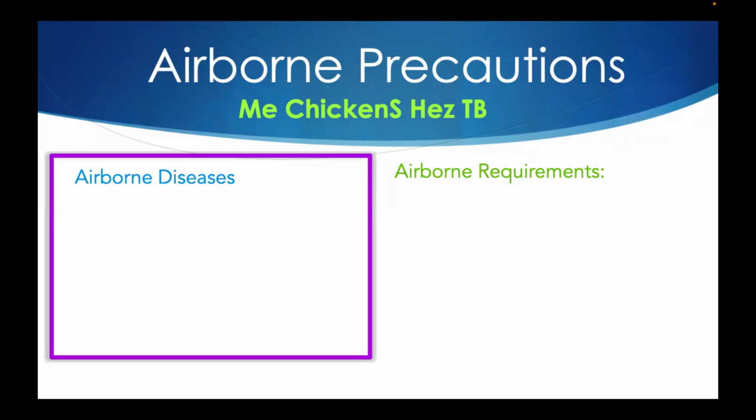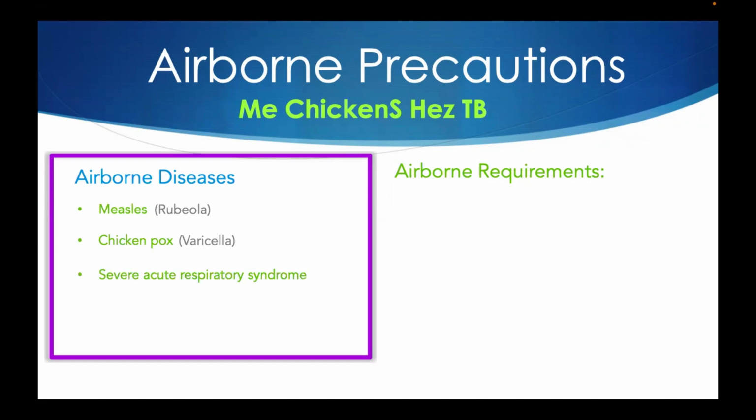So remember, the nickname for the diseases that require airborne precautions is Me Chicken Has TB. What does the me stand for? Measles. What is the other name for measles? Rubeola. What does the chicken stand for? Chickenpox. What is the other name for chickenpox? Varicella.